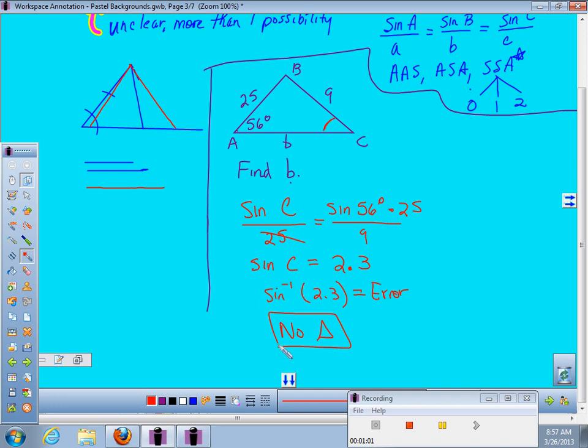So when it doesn't work, it's obvious. It's very, very easy to tell that you have no triangle.